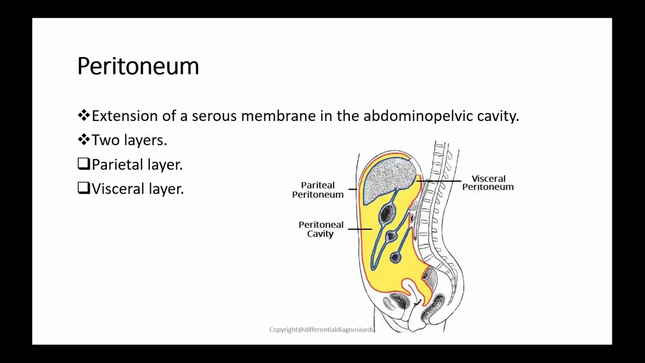Peritoneum, this is for your reading. It has a parietal layer and a visceral layer. Visceral layer is basically covering viscera, and parietal layer is the outer layer of peritoneum. So there are some images.